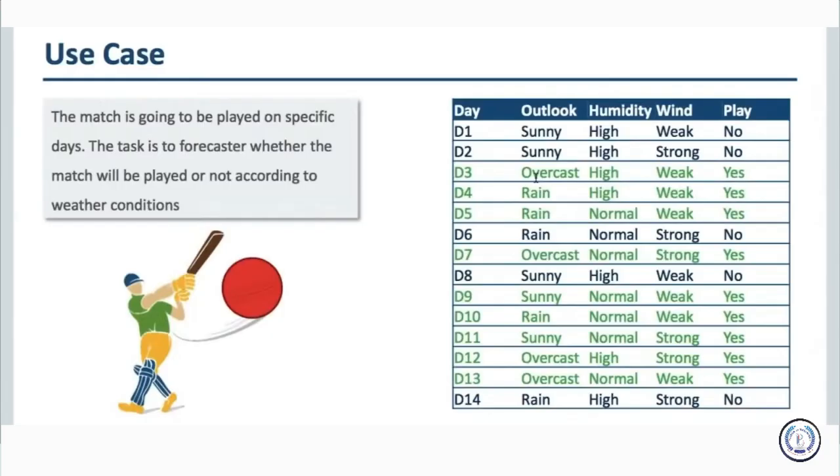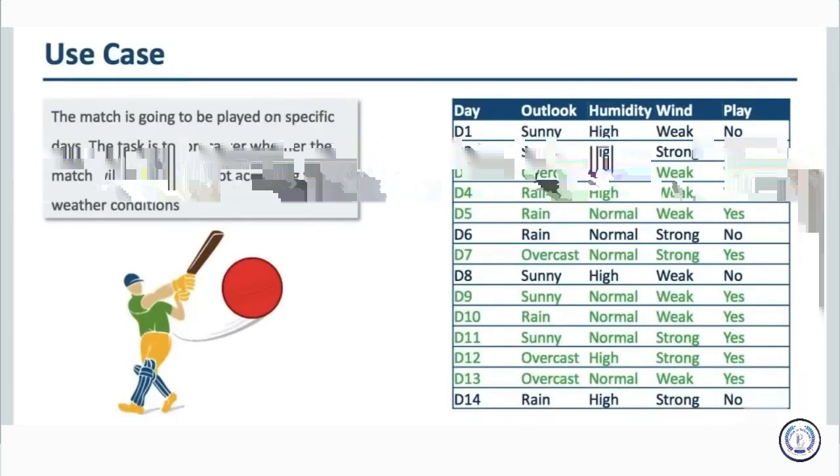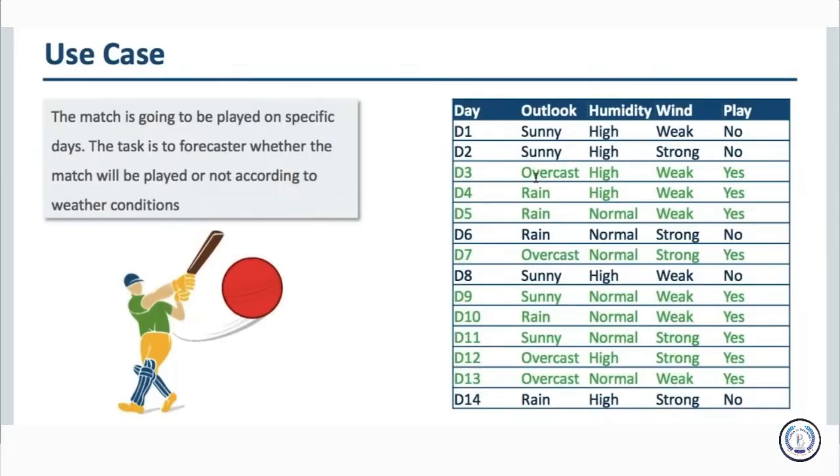Let's see. I have a use case where a match is going to be played on specific days. The task is to forecast whether the match will be played or not according to the weather conditions. So we need to make a prediction here. For that, we have a data set available with us, which has 14 values, one for each day. It has a few parameters like outlook, which may be sunny, overcast, or rain. We have humidity, which may be high or normal. And we may have wind, like strong wind or weak wind. Based on all these factors, we decide whether we can play or not.